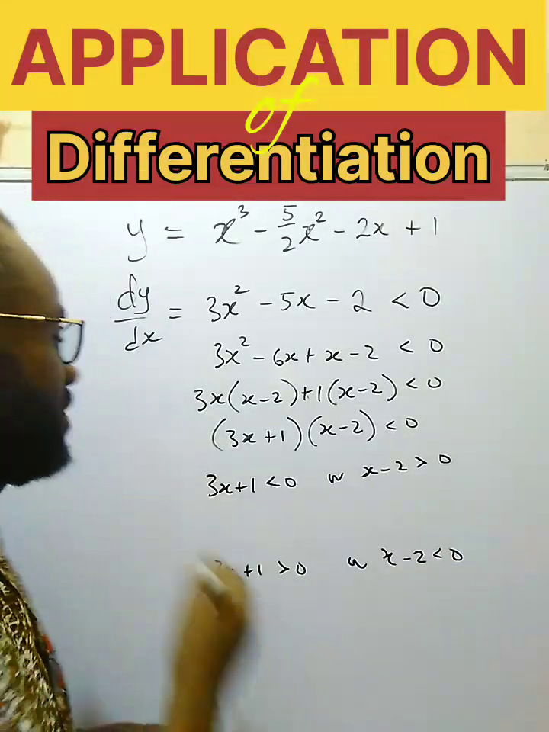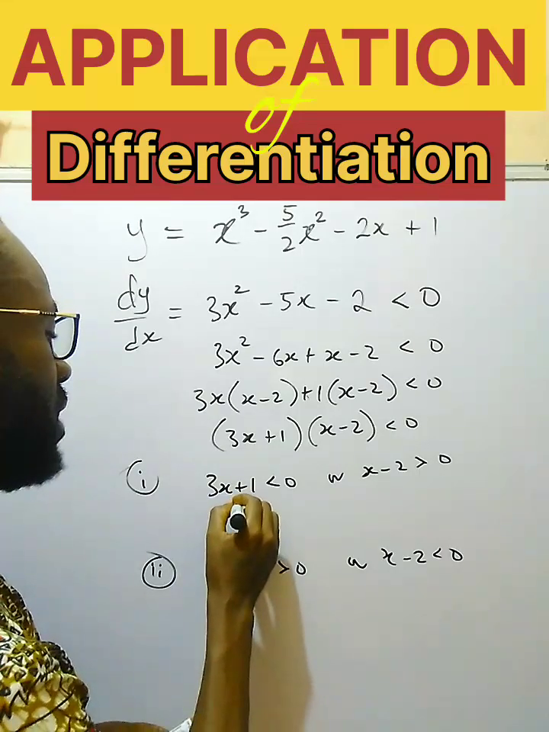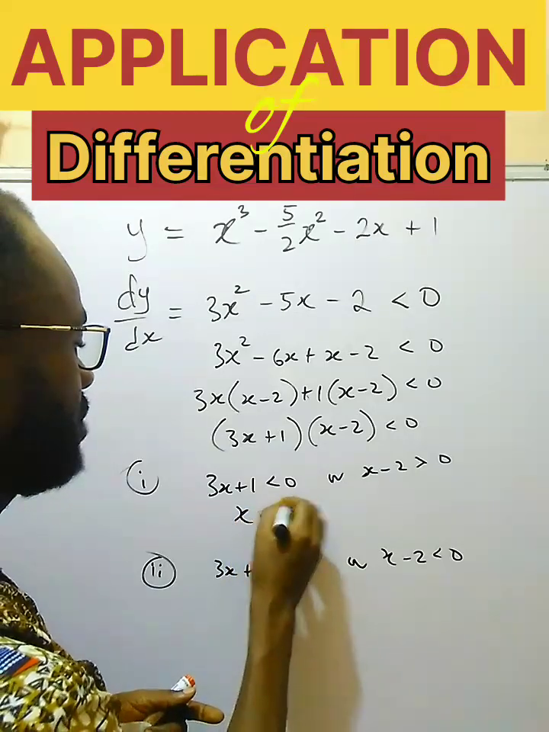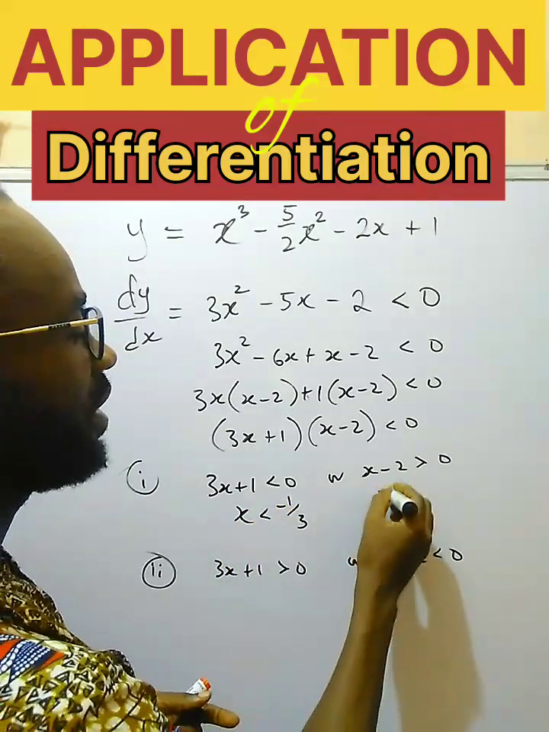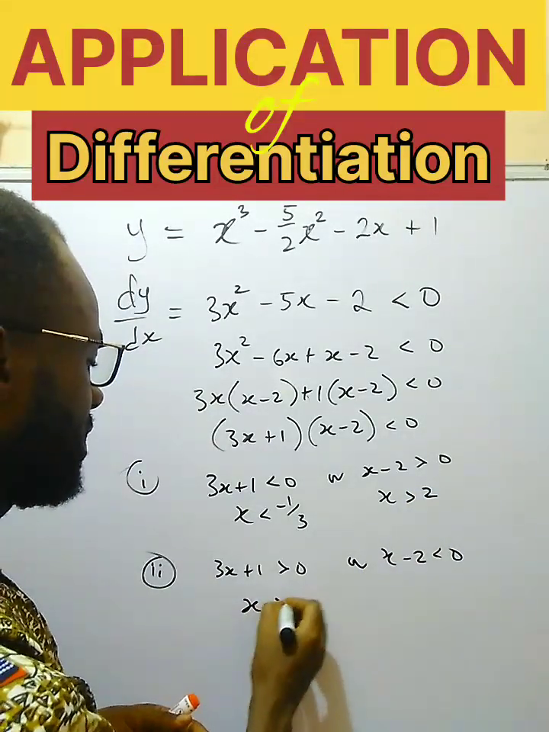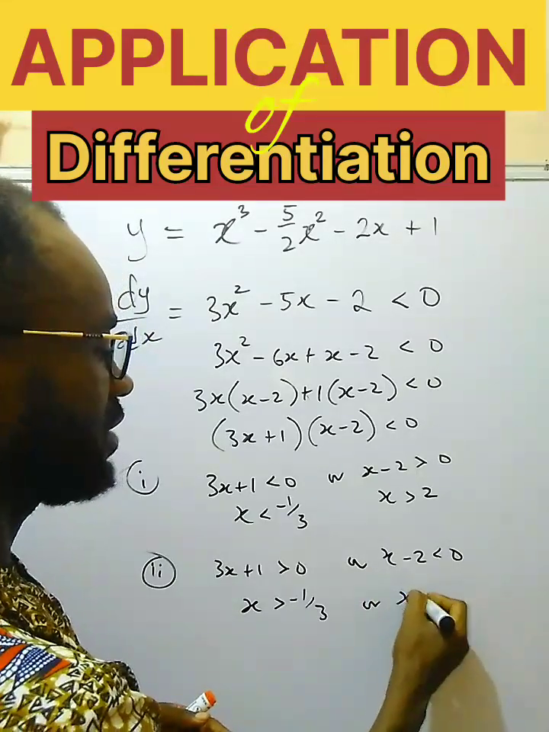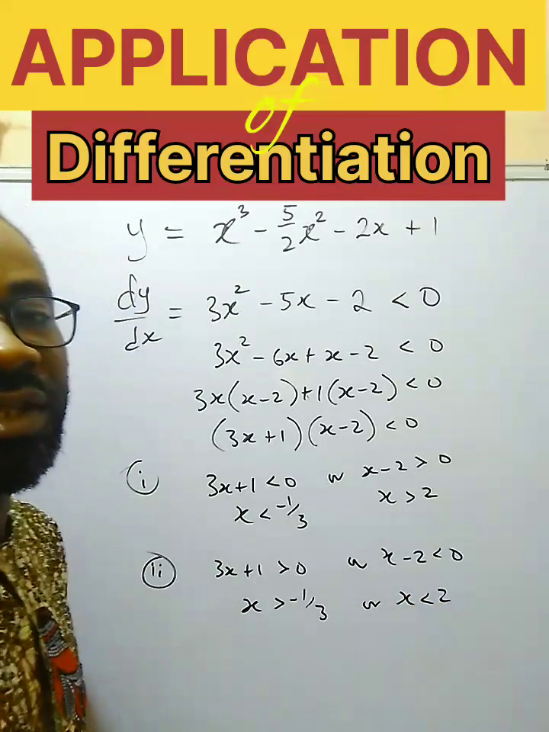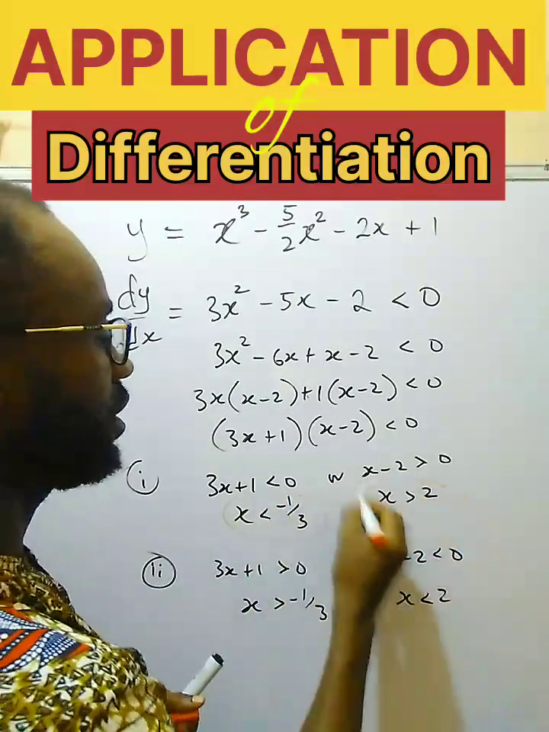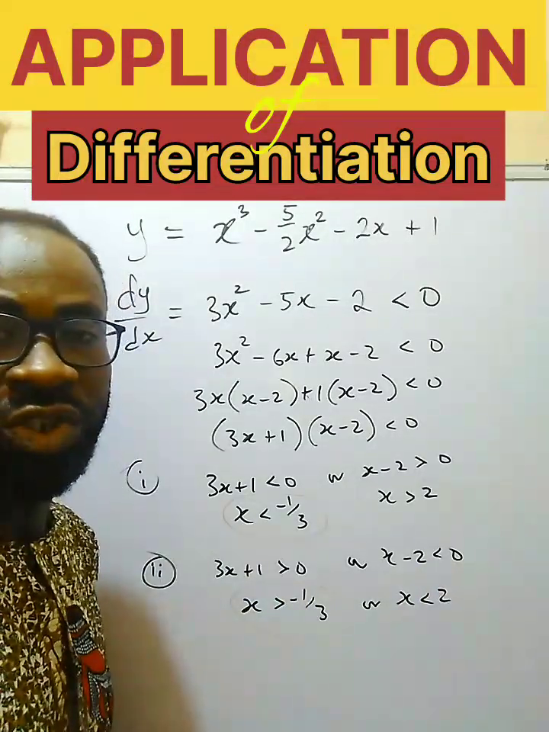So these are the two cases. This is the first case and this is the second case. Okay, so from this first case now, I can get my x. If I make x the subject of the formula, I'm going to have that x is less than minus 1 over 3. From here, I will have that x is greater than 2. From here, I will have that x is greater than minus 1 over 3. From here, I will have that my x is less than 2. So you can see that we have 4 ranges here. So out of these 4, which of them is our main solution?